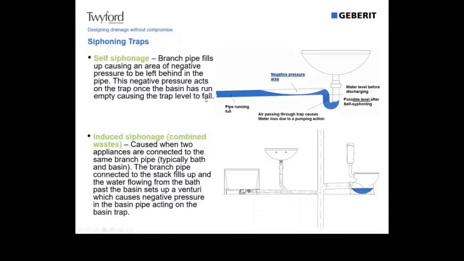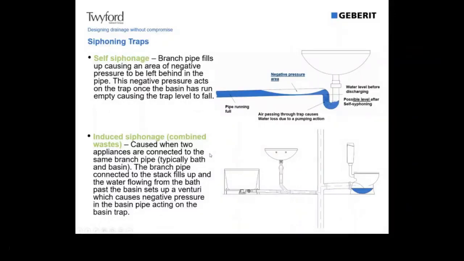So any noxious gases or anything unpleasant building up in that stack will then vent through this pipe and be venting back through this sink or this wash hand basin back into the room itself. So self-siphonage is quite a concern because that can lead to very unpleasant odours coming back in.